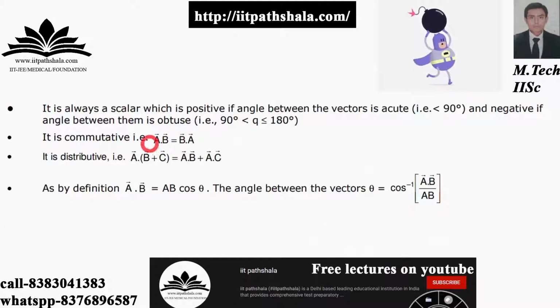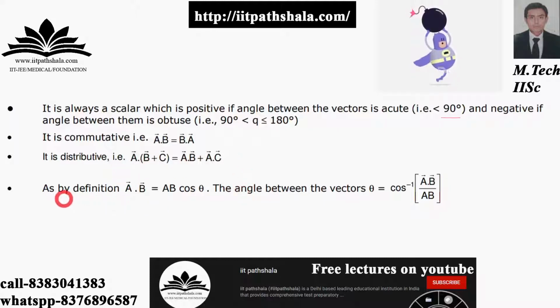It is always a scalar, which is positive if the angle between the vectors is less than 90 degrees, and it will be negative if the angle is obtuse, that is, between 90 degrees and 180 degrees. It is commutative and it is distributive also, as follows.